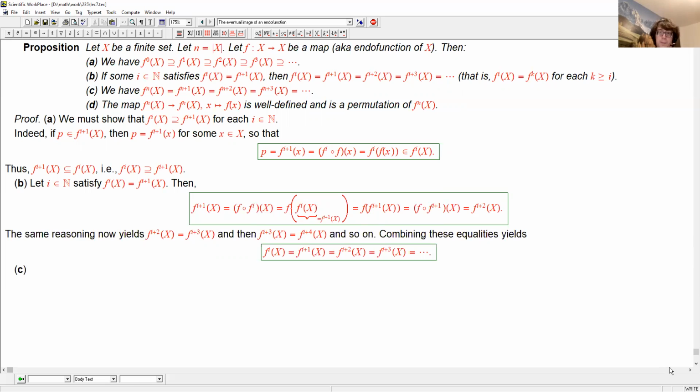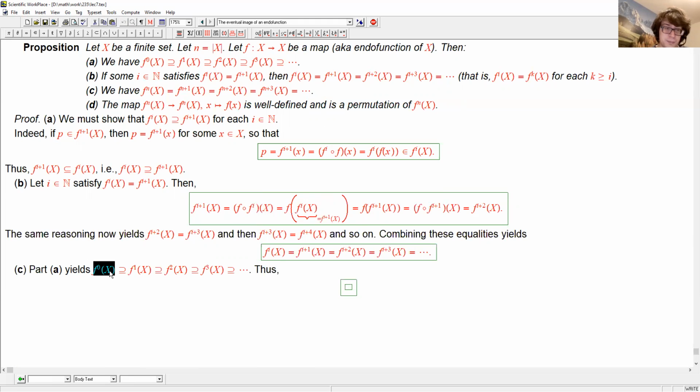Now part C. So part B says that if this chain stops changing at some point, or if there is one of these signs that's actually an equality sign, then all the signs afterwards are also equality signs. Now we actually need to prove that this is the case. So let's look at these sets again. Part A yields that we have this chain.